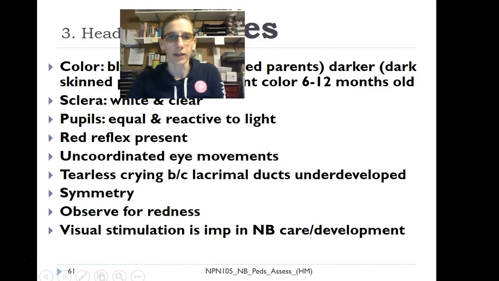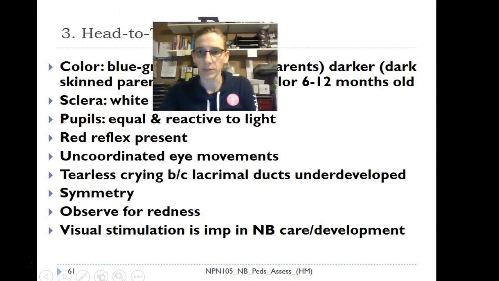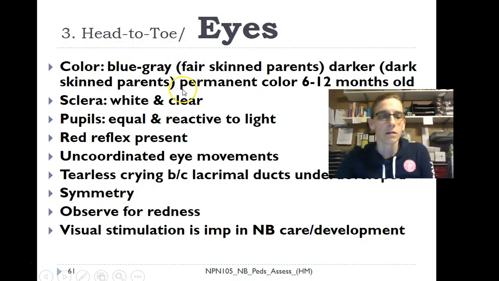All right, the eyes. Color for eyes is always blue-gray for fair-skinned parents and darker for darker-skinned parents, but it's not going to become the permanent color until they're 6 to 12 months old. I love it when parents say, oh, look, the baby has blue eyes just like me. Well, it may not stay that way.